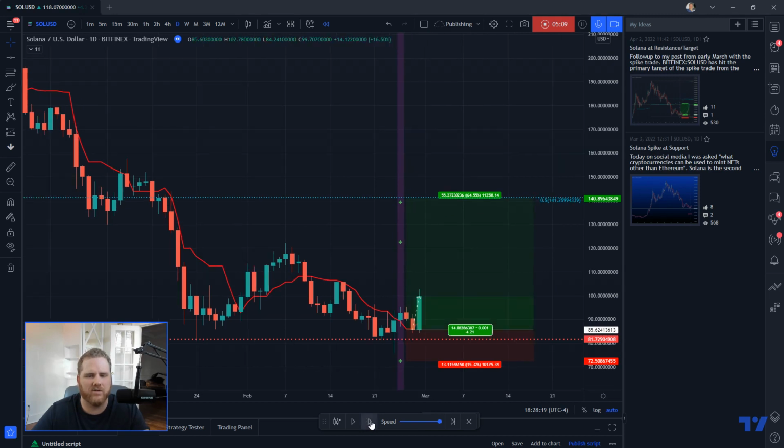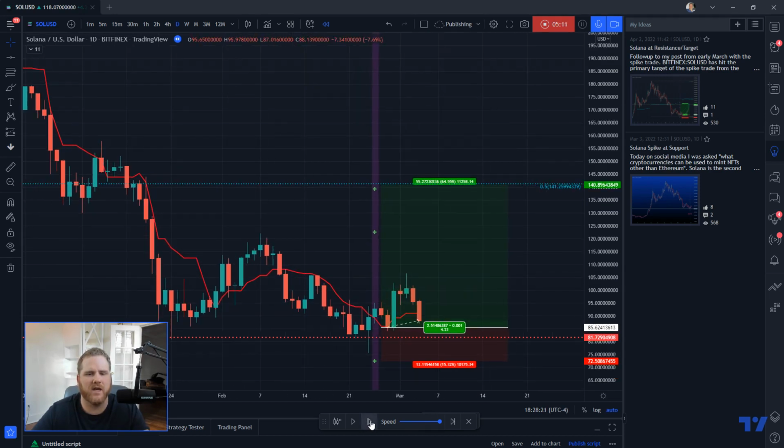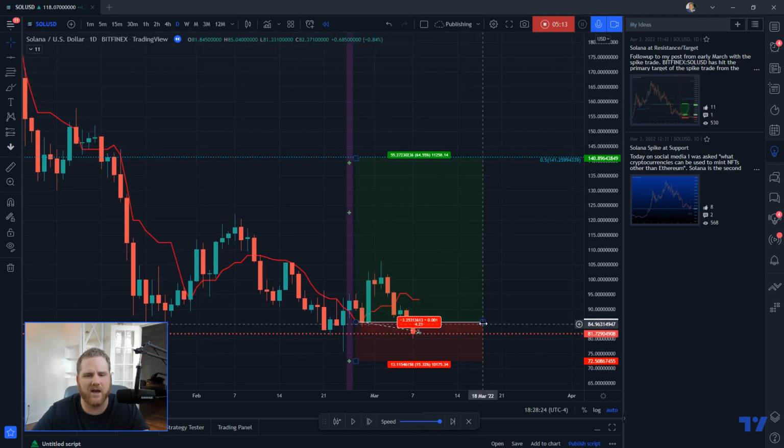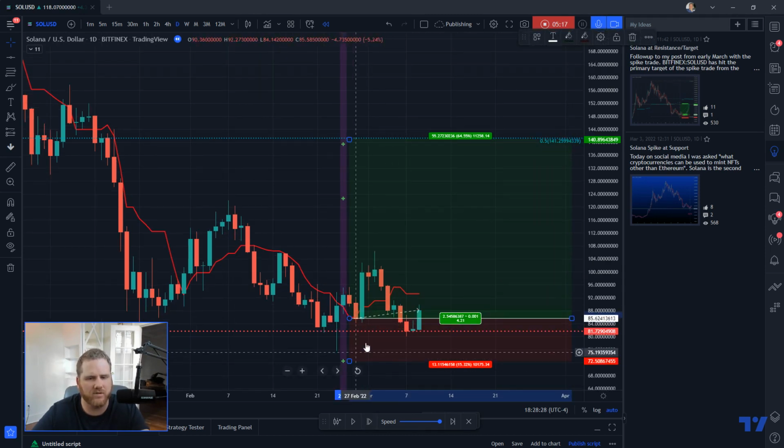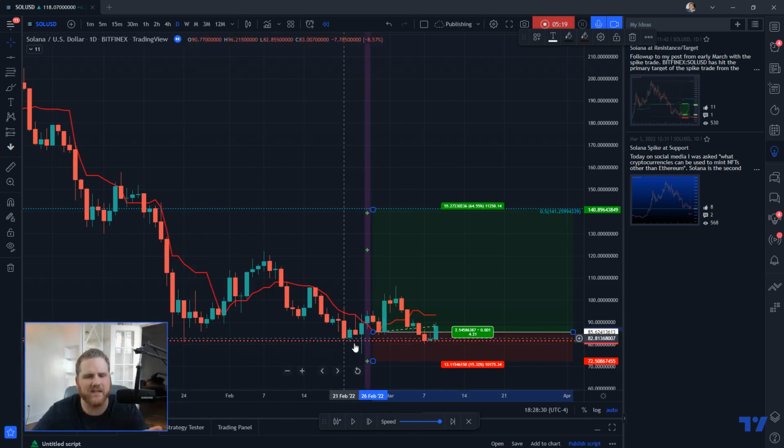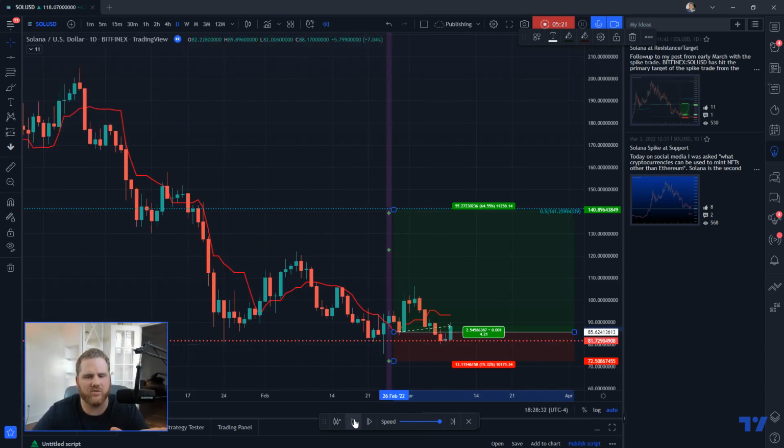Well, as it played out, we had a good initial pop, but then price actually came down to test this level again. Remember, our stop is below this low. As long as it doesn't break these two lows, we stay in the trade.